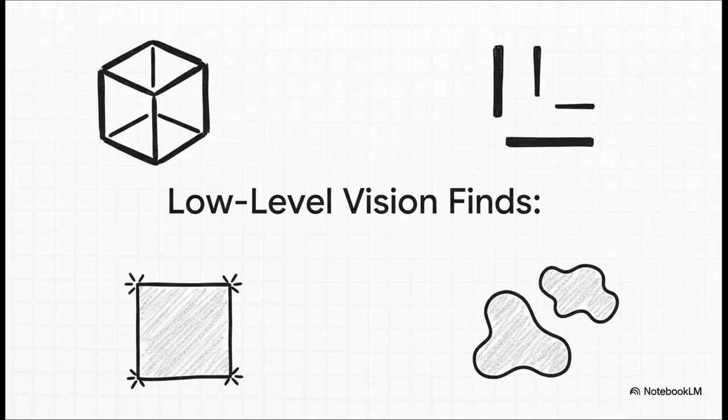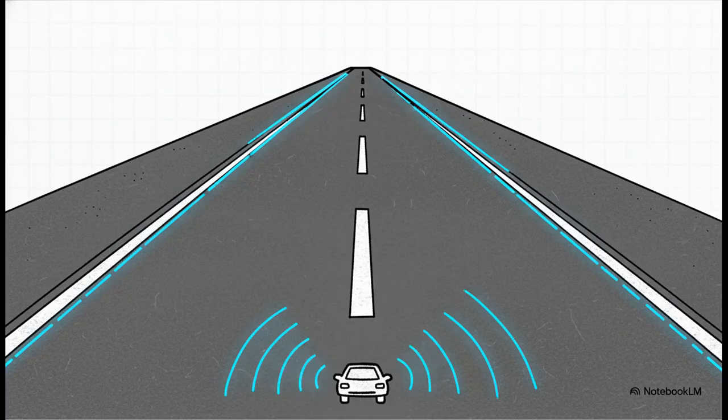These are literally the fundamental building blocks of sight for a machine. And why is this so important? Well, think back to that self-driving car. This super simple ability to find edges is the exact first step a car takes to identify the painted lines on a road, separating its lane from the rest of the asphalt. See? It all starts here.